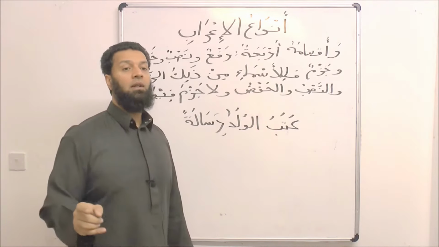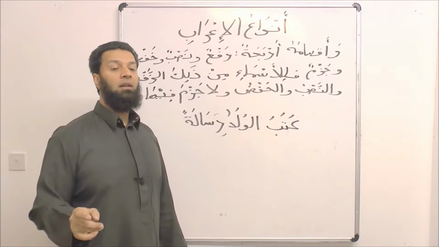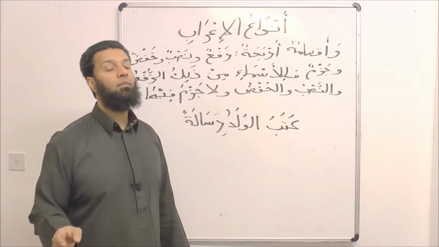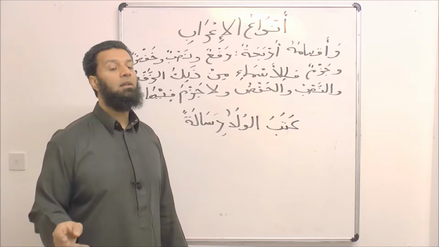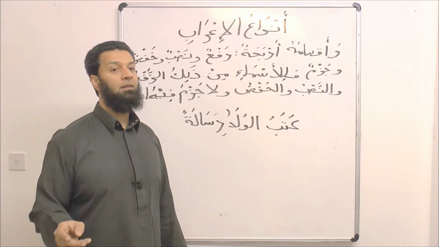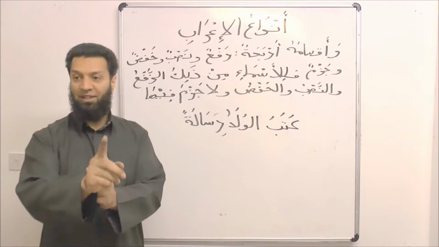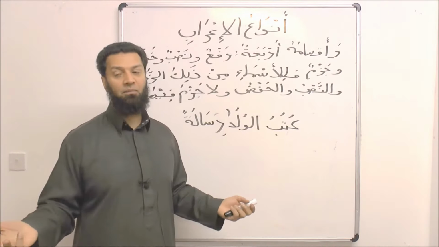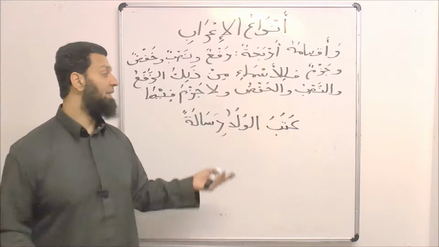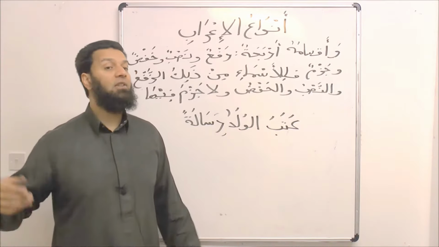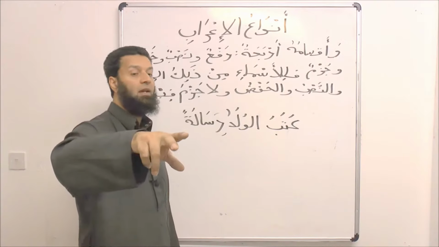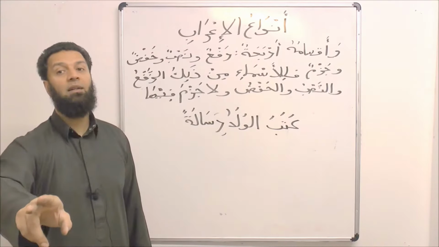Kataba is a jumlatul fi'liya. So kataba is a fi'lun. And the fa'ilun is always marfu'un. Majority. Right, that's good. I like that, Muhammad. Right? Kataba is a fi'lun, and therefore this is al-jumlatul fi'liya. And al-jumlatul fi'liya requires two parts in order for it to be correct. Which are they?